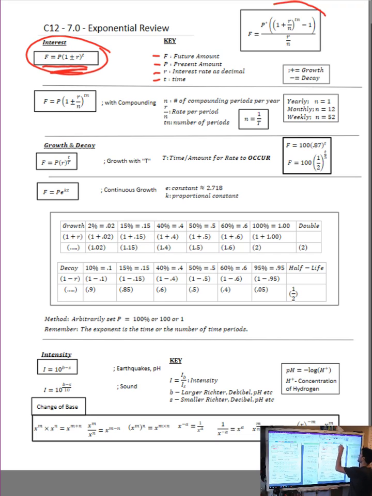This formula in the top right-hand corner is to be disregarded. That is for foundation students and students who are going to be going to business school in the future.